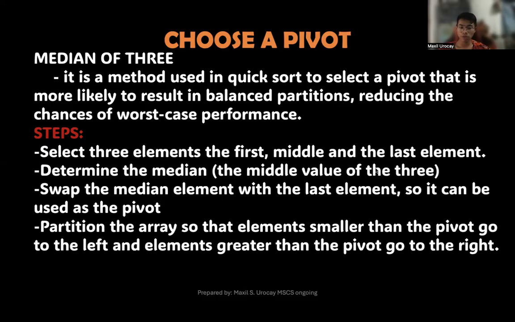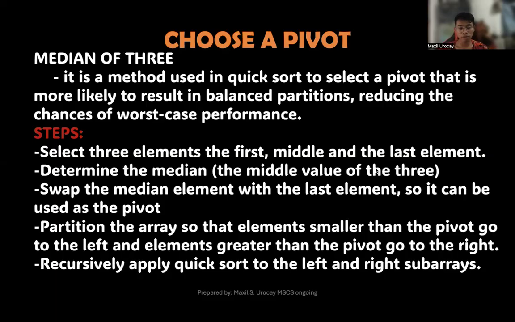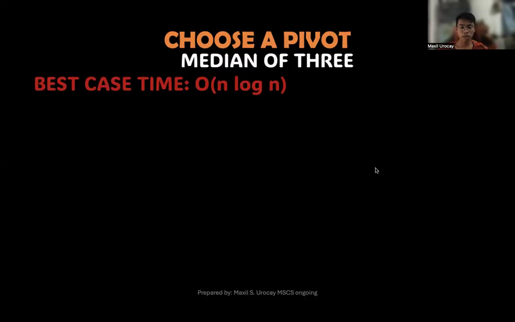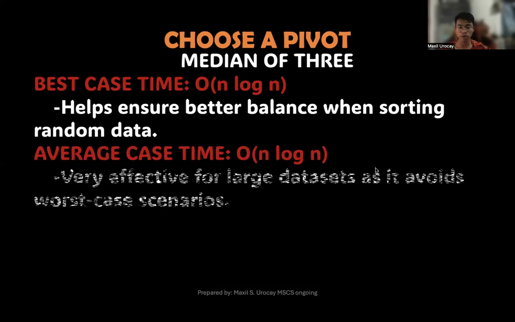Then you have to partition the array so that elements smaller than the pivot go to the left and elements greater than the pivot go to the right. Then recursively apply quicksort to the left and right subarrays. Here, the best case time complexity for the median of 3 will be O(n log n), the same thing, which helps ensure better balance when sorting random data.